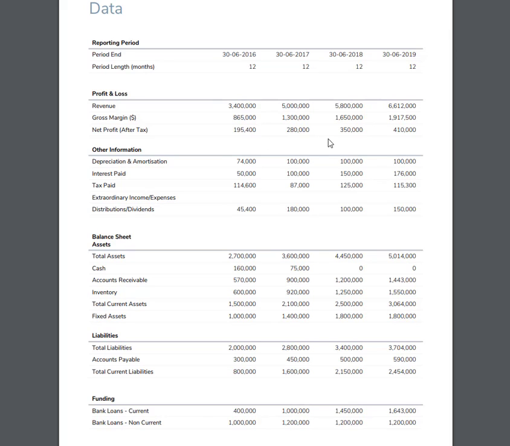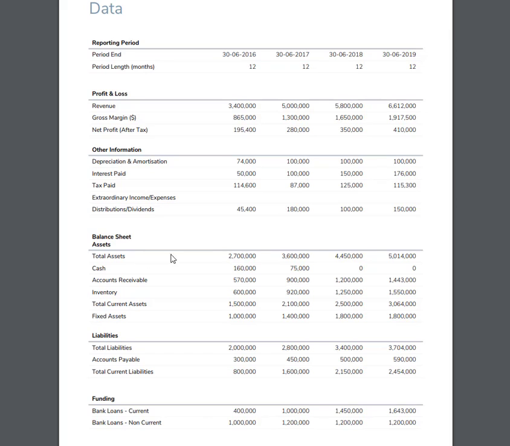Profit after tax is steadily increasing, amortizations staying fairly stable, so it's depreciation of assets, interest paid is increasing, and the tax paid is increasing as you would expect given the profit increase. And also we have down here the distribution or the dividends, so that's effectively what's paid to the business owners, also increasing.